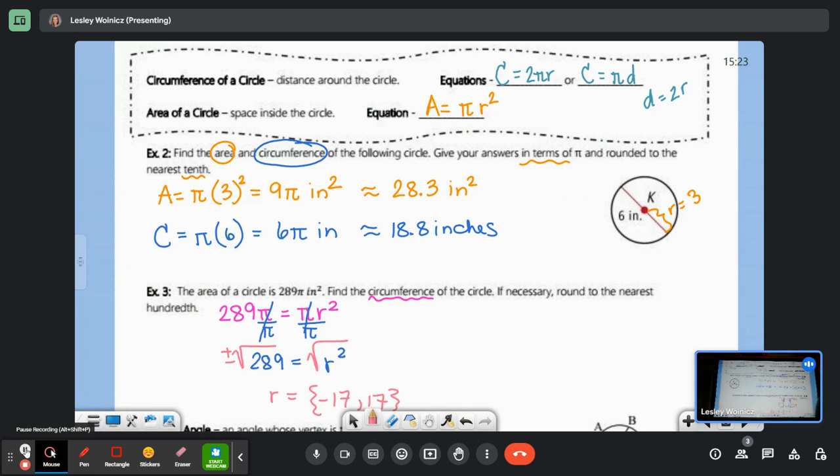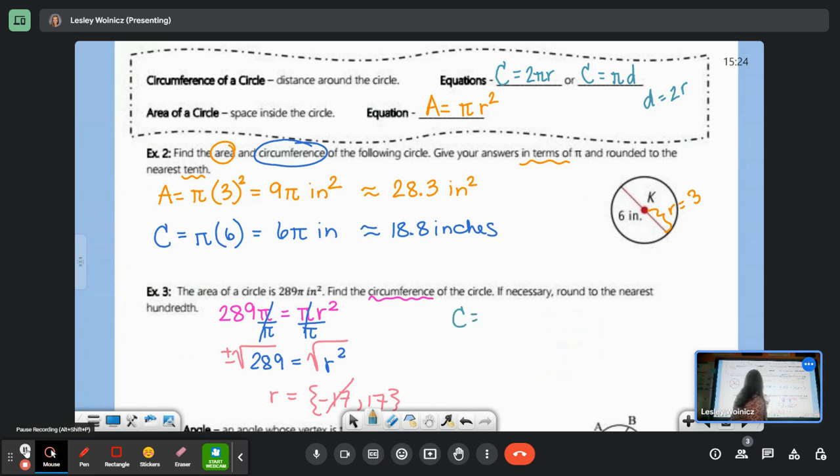Can a radius be negative? No. So I have to write down the negative one and then cross him out because he does not work in this situation. But I have to list that bugger in curly brackets because he satisfies my quadratic equation. Cool? I have to list them both and then cross out the one that doesn't work in the constraints of this scenario. All right, so my radius is 17. Let's plug it in.